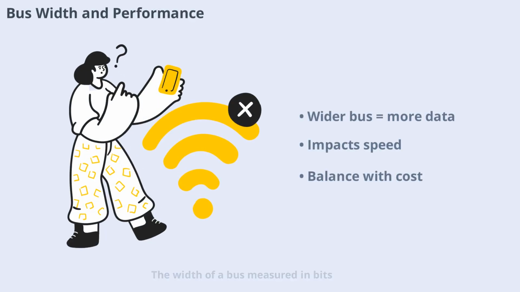The width of a bus, measured in bits, directly impacts the performance of a computer system. A wider bus can transfer more data in a single cycle, increasing overall speed. For example, upgrading from a 32-bit to 64-bit data bus doubles the amount of data that can be moved at once. However, wider buses may require more complex hardware and increased cost, so designers must balance performance with practicality.